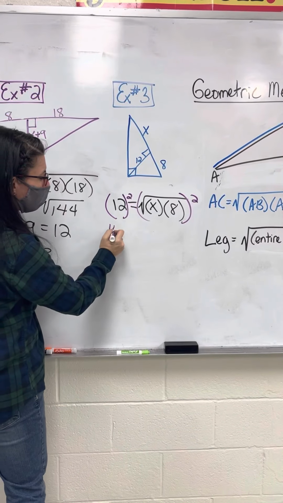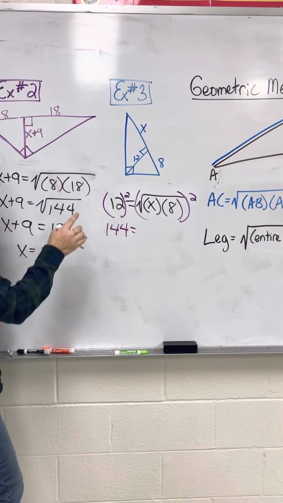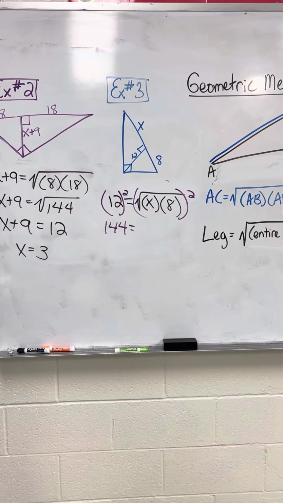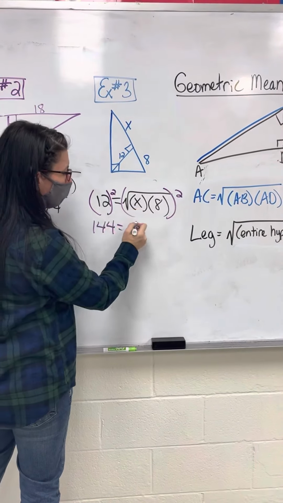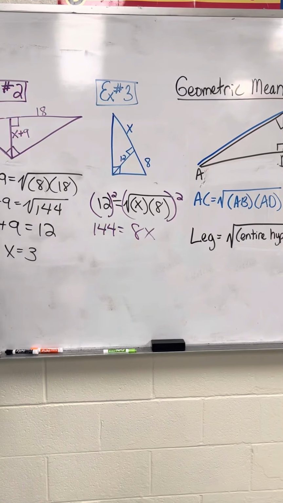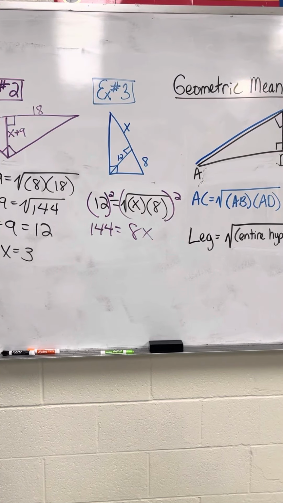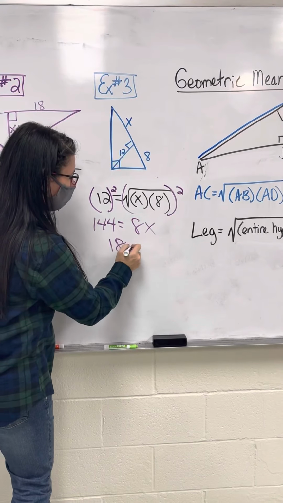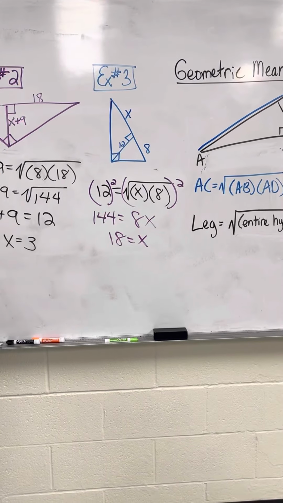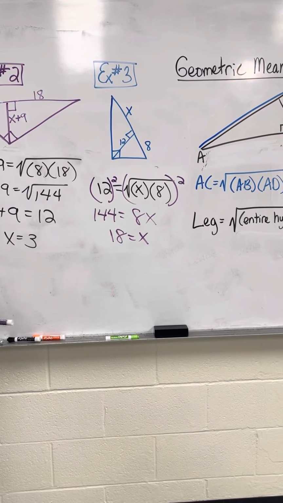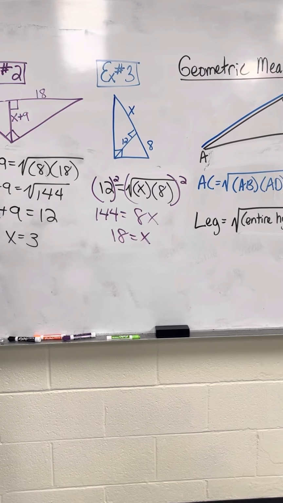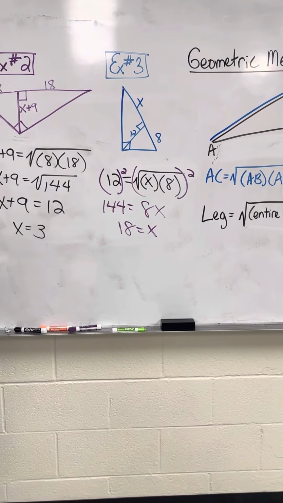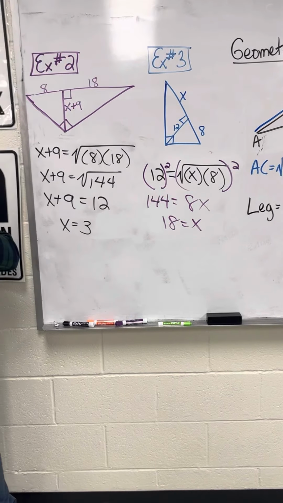12 squared gives me 144. And on the other side, we've talked quite a bit about how a square and a square root cancel each other out. So on the right side, I have 8x. Now all we got to do is divide. What's x? Okay, so those were 3 examples using our altitude geometric mean theorem. Questions so far before I move on?